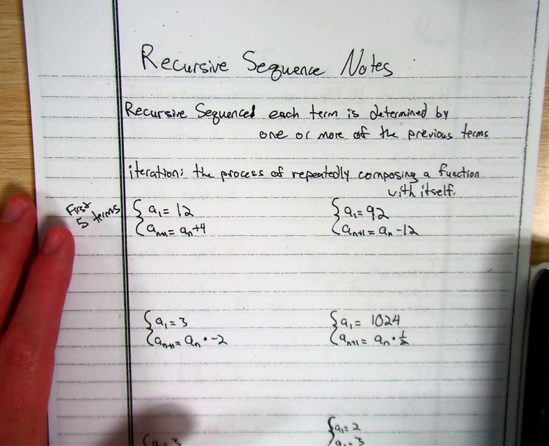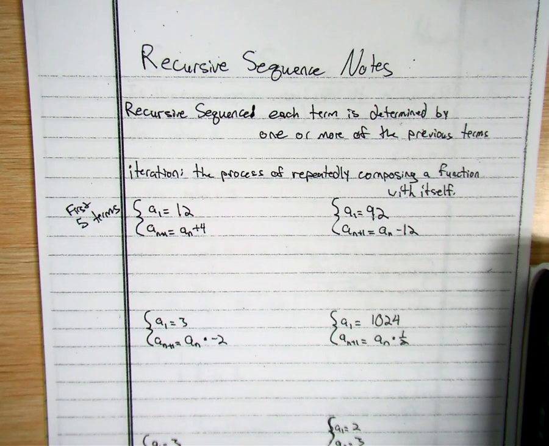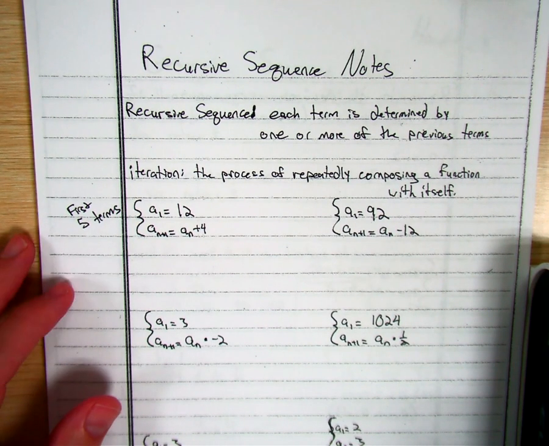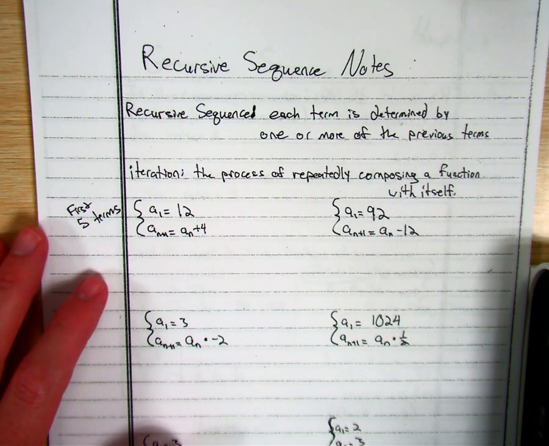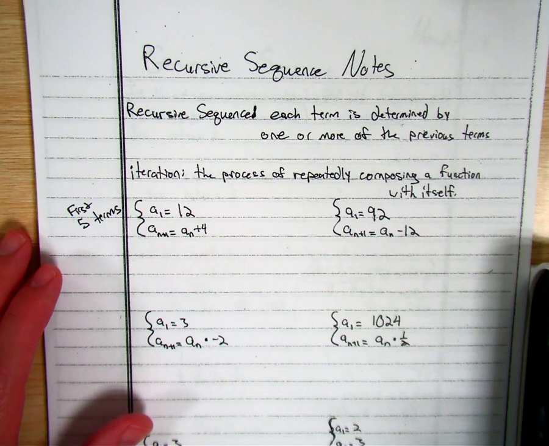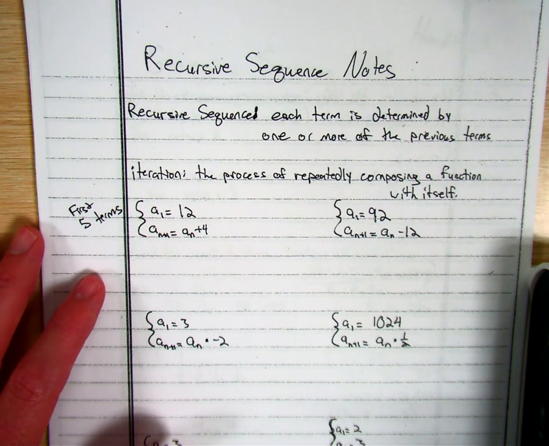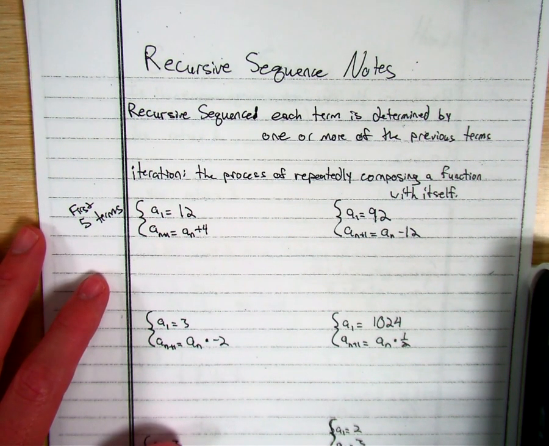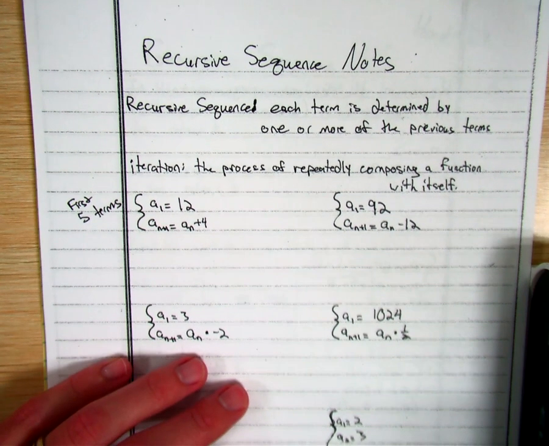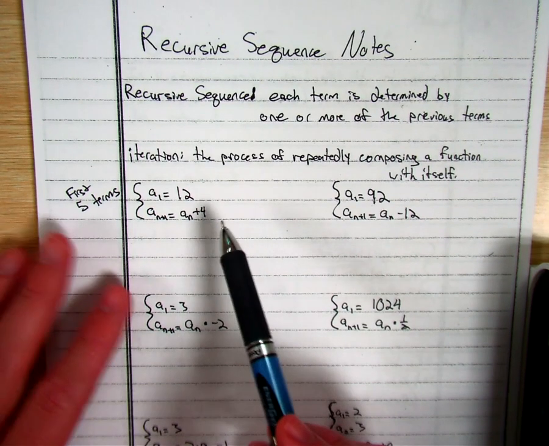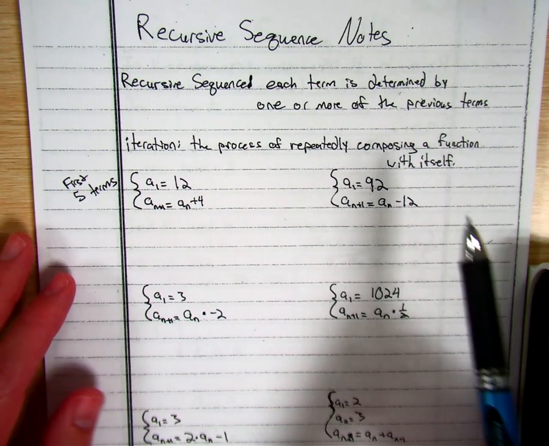A recursive sequence is a sequence where each term is determined by one or more of the previous terms. An iteration is the process of repeatedly composing a function with itself. So an iteration is like each time you go through the cycle. So here is how your recursive sequence works.